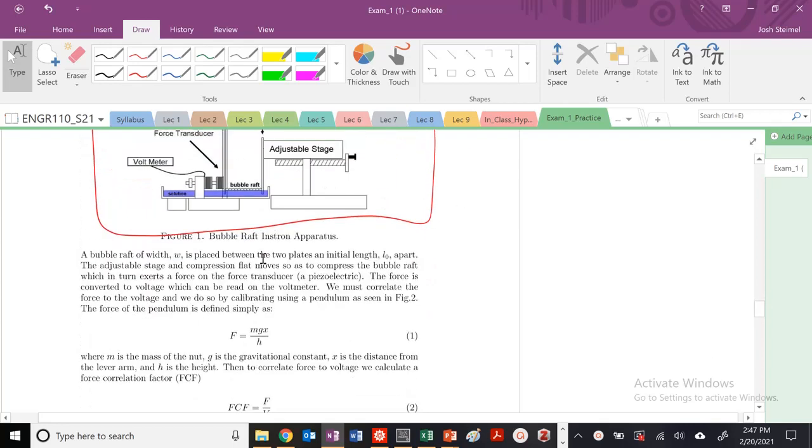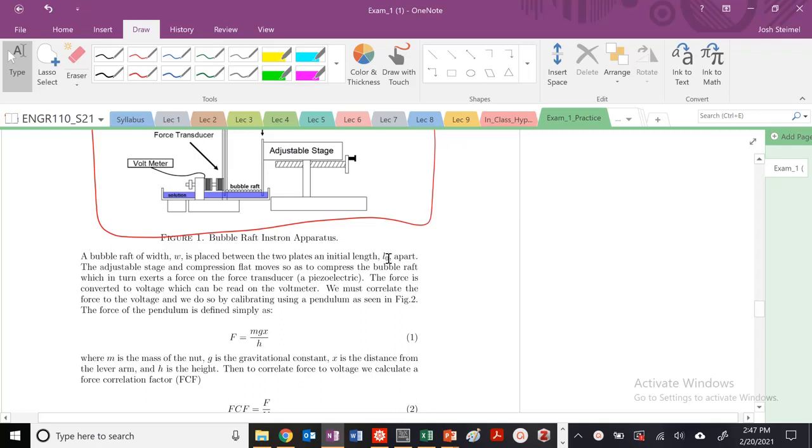A bubble raft is placed between two plates, an initial length apart. The adjustable stage and compression flap move, compressing the bubble raft, which in turn exerts a force on the piezoelectric force transducer. The force is converted to voltage, which can be read on the voltmeter. We must correlate the force to voltage, and we do so by calibrating using a pendulum.